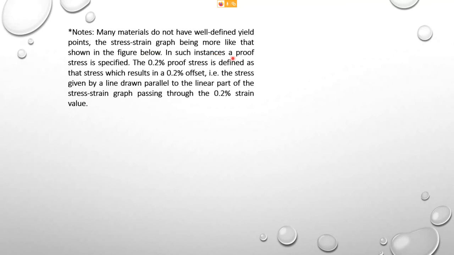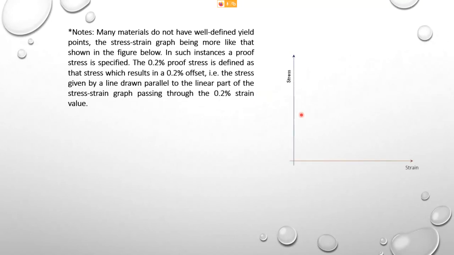In such instances, for example a material that doesn't show a well-defined yield point, you have to use something which we call proof stress. Let's say you are given 0.2% proof stress. That is defined as the stress which results in a 0.2% offset. I will show you afterward. Example, the stress given by a line drawn parallel to the linear part of the stress strain graph passing through 0.2% of the strain value.